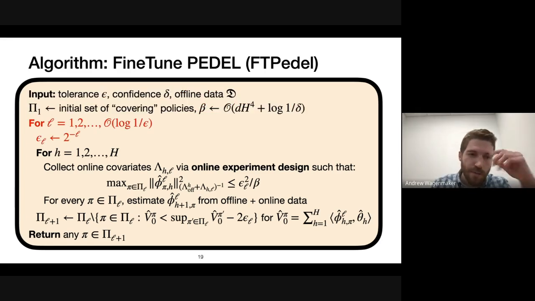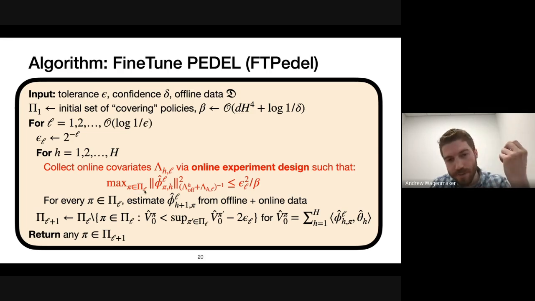So at round L, we're going to define our tolerance, epsilon L, to be 2 to the negative L. So at every round L, it's getting cut in half. And then at round L, we're going to try to collect data that satisfies the following. We're going to collect covariates lambda HL, such that for all policies pi L in our active set, in the estimated direction they are pointing, which we denote here by phi pi hat of L, we have good coverage. And what that coverage means is that this confidence interval is less than epsilon L squared.